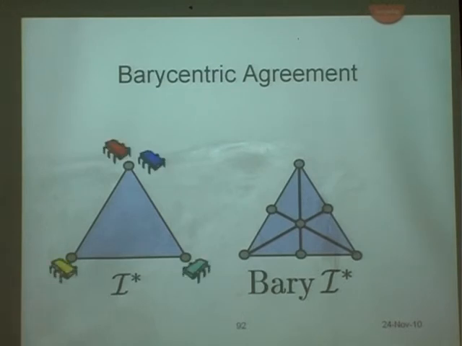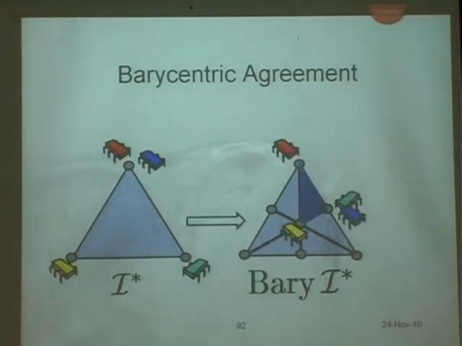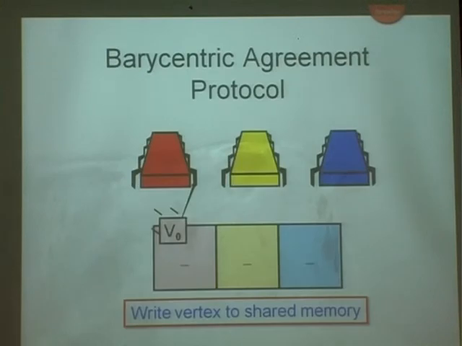And a bunch of processes come in and each one starts out on a corner. Because it's colorless, you can have more than one start out with the same value. And the goal is that at the end, we want them to converge onto a simplex of the barycentric subdivision. And it's okay if they all go on a single vertex. It's okay if they go on an edge or on a triangle, but they have to be on some kind of simplex over here. And so the claim is that this is fairly straightforward. I'll give you a protocol to do this.